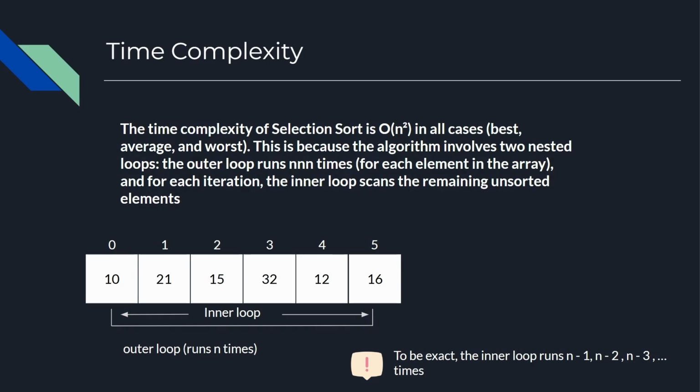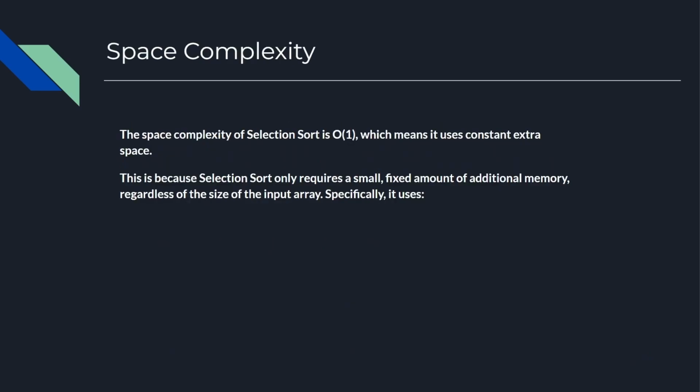But if you are wondering how we determine O of n squared or other complexities, stay tuned. In future videos, I will dive deeper into big O notation and break down how we calculate these complexities step by step. I will show you exactly how algorithms like selection sort end up with O of n squared and why it matters. Now let's talk about the space complexity of selection sort.